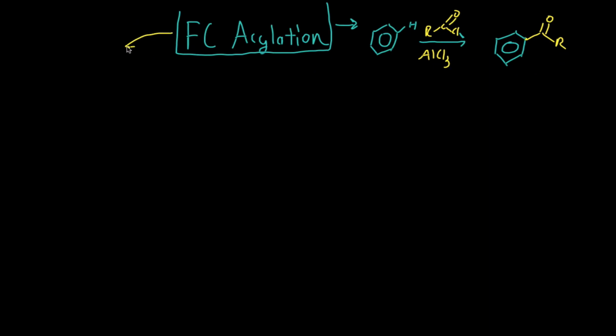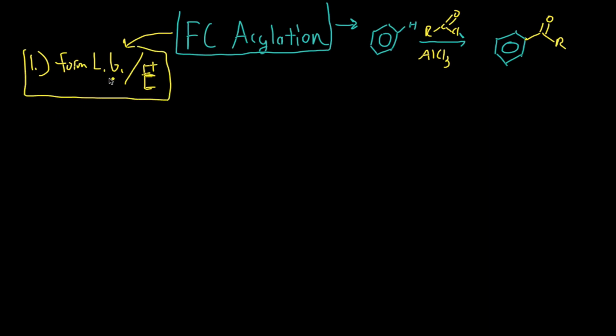There's two steps to this. The first step, as always, is to form a leaving group slash electrophile. Okay, so that's step number one. And for this reaction, I'll just go ahead and draw it out that we have ourselves an acid chloride group here. There's an oxygen there. There's a Cl, and then there's aluminum trichloride.